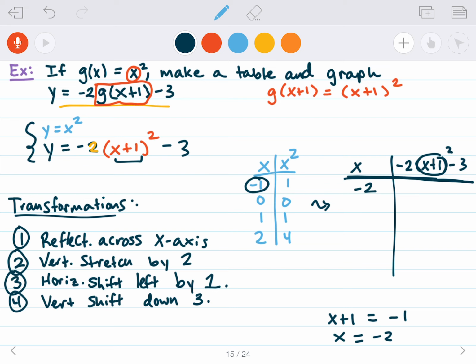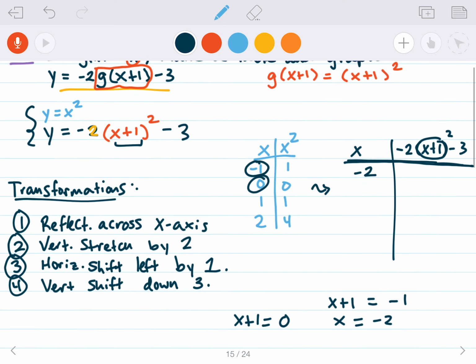Do the same thing for the next one. I have argument x plus 1 equals the next x value, which is 0. Subtract 1 from both sides, and we get negative 1. And you guys can see the pattern now, right? Negative 2, negative 1. The next one should go up by 1, which is 0. Then we have 1. Okay, so there we go. So we shifted all the x values to the left by 1. Those are our new x values.